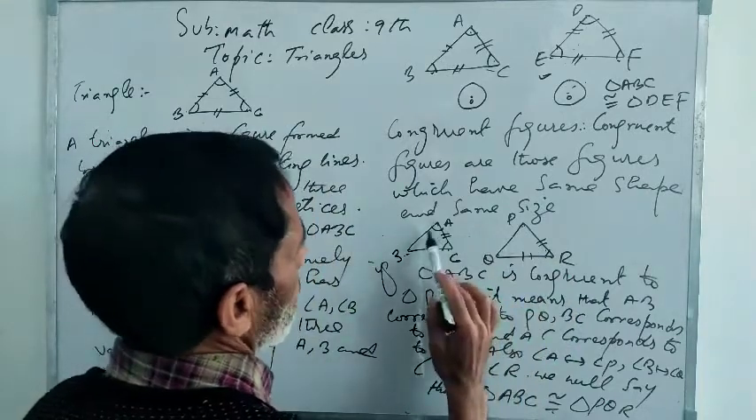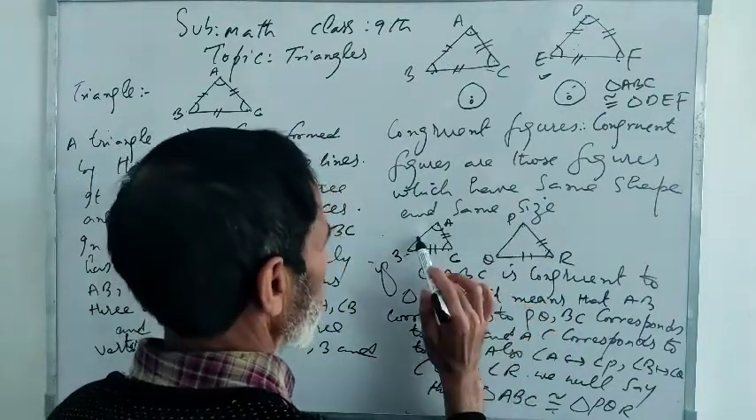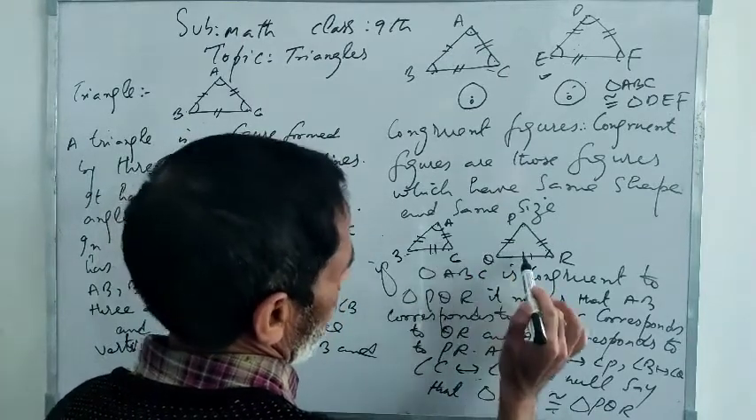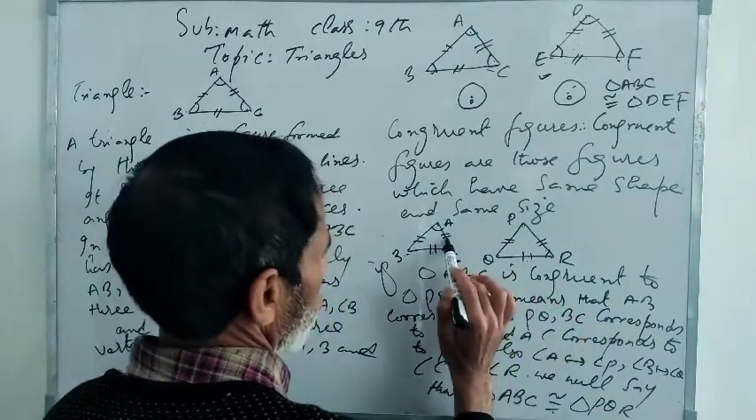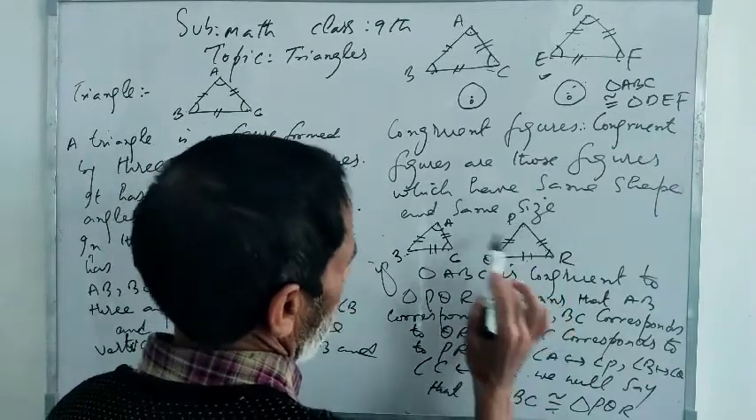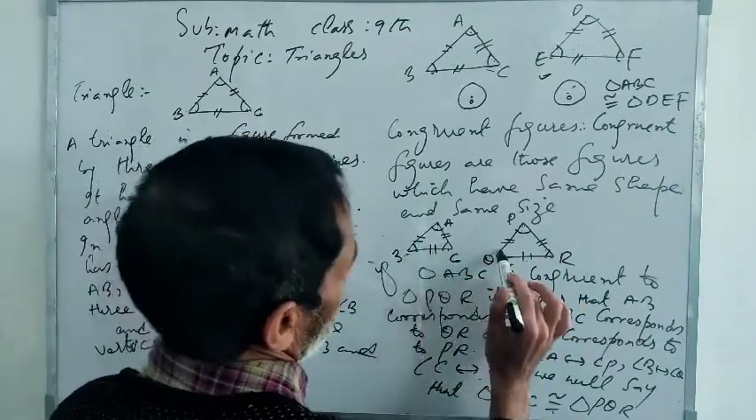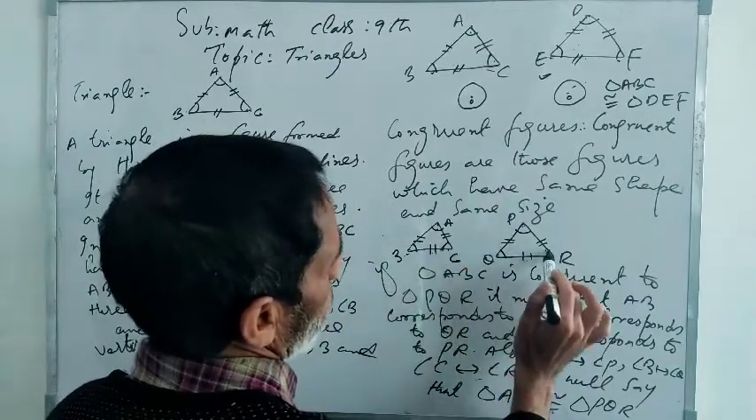In these two congruent triangles, AB side will be equal to PQ side, BC side will be equal to QR side, AC side will be equal to PR side, angle A will be equal to angle P, angle B will be equal to angle Q, and angle C will be equal to angle R.